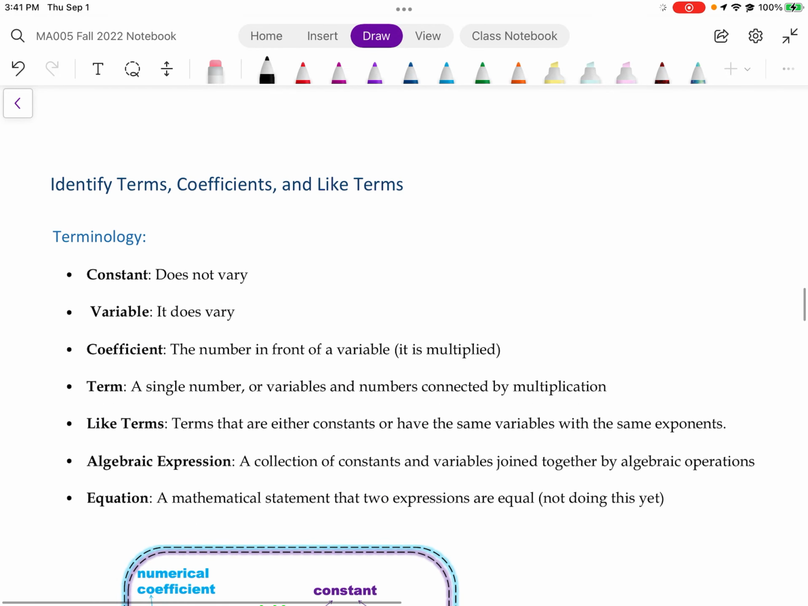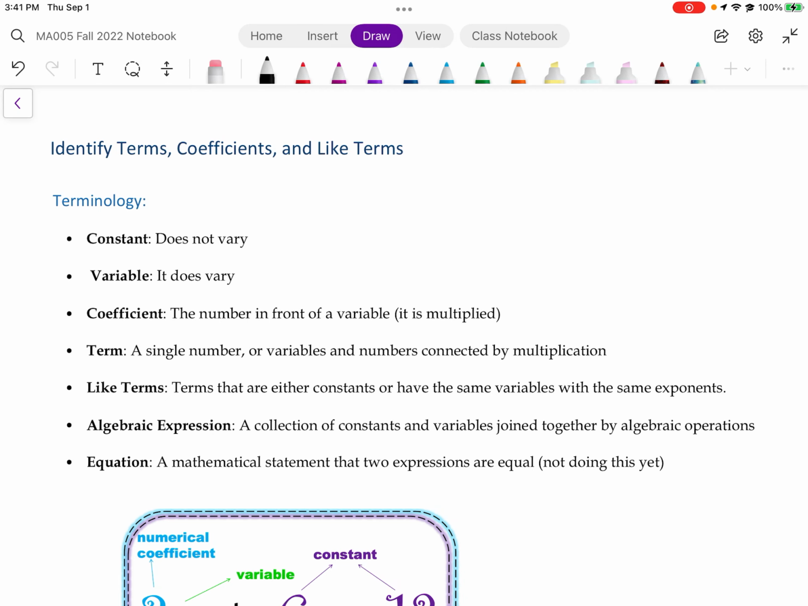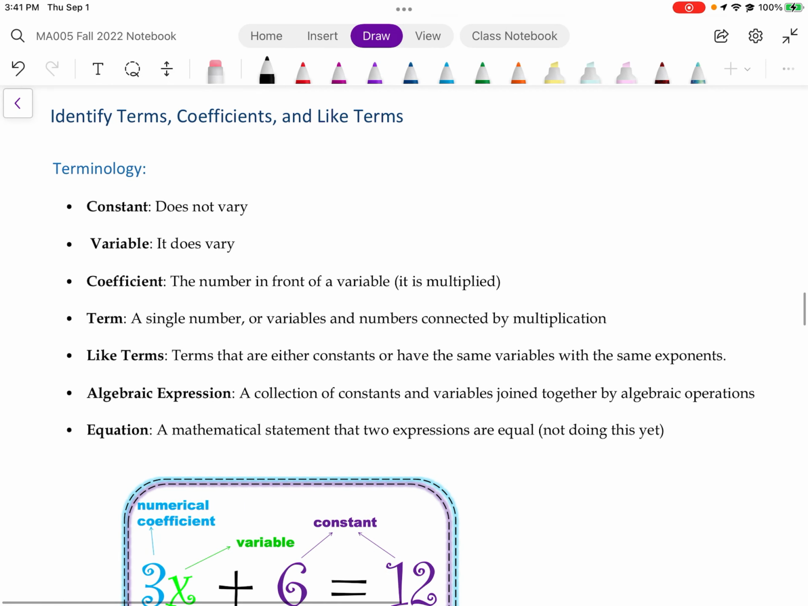So next we're going to talk about terms, coefficients, and like terms. All right, so just so you didn't have to deal with my bad handwriting, I went ahead and put all of the definitions here, but we've got constant. A constant does not vary, it does not change. A variable, well, the base of the word is vary, so it does vary. It changes. It's generally a placeholder for something that can change, okay?